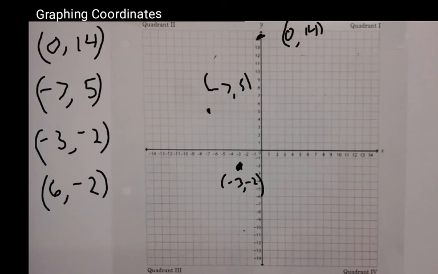Our last one is 6 to the right and down 2. And that's it for this lesson.